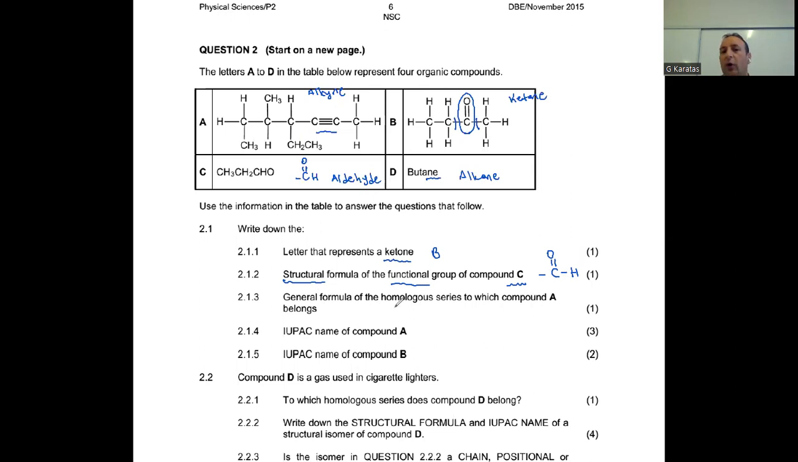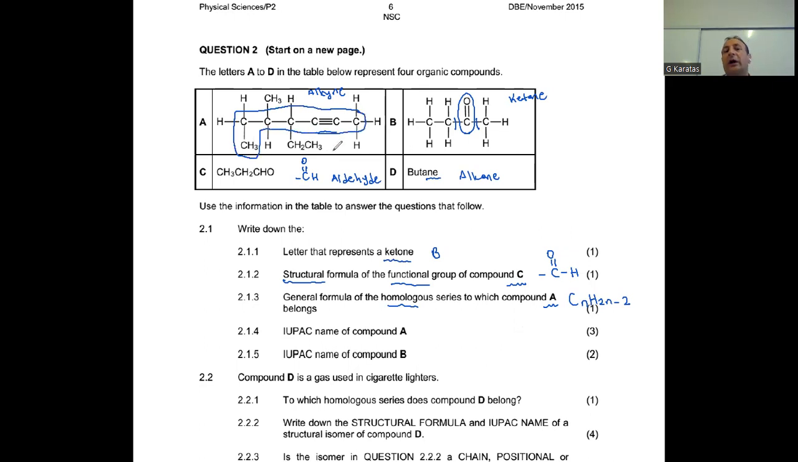General formula of the homologous series to which compound A belongs. Compound A is an alkyne, and the general formula for alkynes is CnH2n-2. IUPAC name of compound A. Compound A, we say it is an alkyne. To write the IUPAC name, firstly, we choose the longest carbon chain. That is my longest carbon chain.